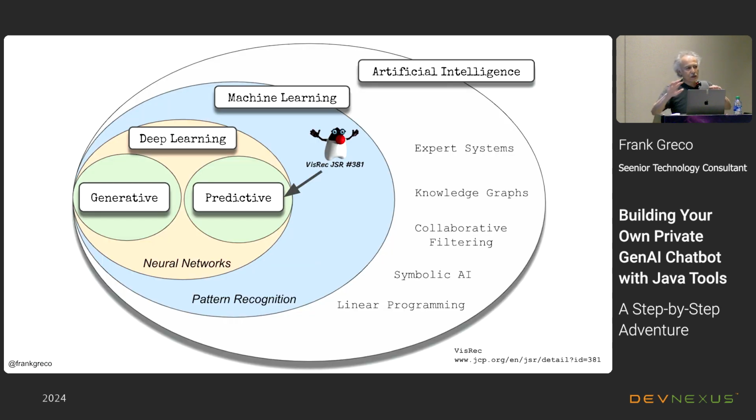So if we look at the big picture, we have AI, and AI has been around for a long, long time. On the right-hand side, we have expert systems, around since before the 80s. Knowledge systems, knowledge graphs, symbolic AI, all that good stuff. And now we have a subset called machine learning, where, as the term says, the machine is learning. So you have to train it. That's what the word learning means, it's the training process.